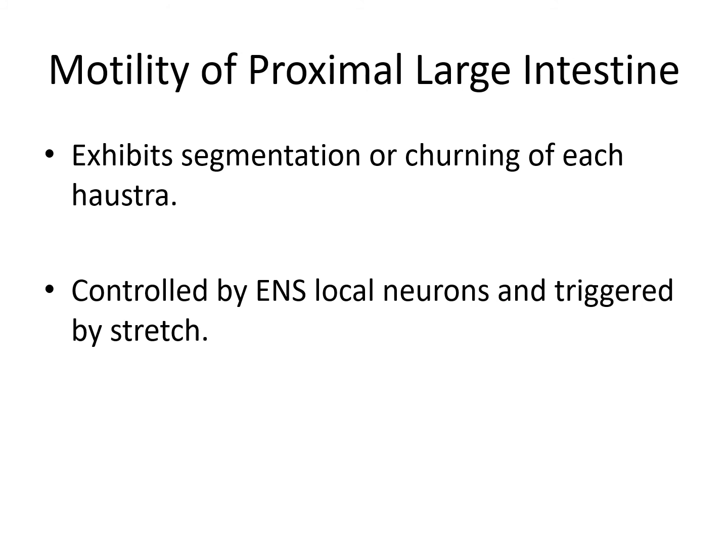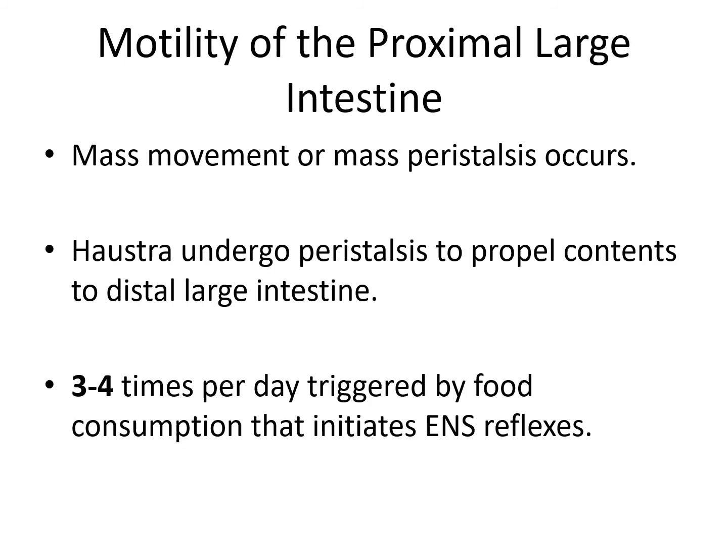Now let's look at the motility of the proximal large intestine. We mentioned it exhibits segmentation or churning of each haustra, and it's controlled by the enteric nervous system, local neurons, and triggered by stretch. Motility of the proximal large intestine also involves mass movement, or mass peristalsis. The haustra undergo peristalsis to propel contents to the distal large intestine.